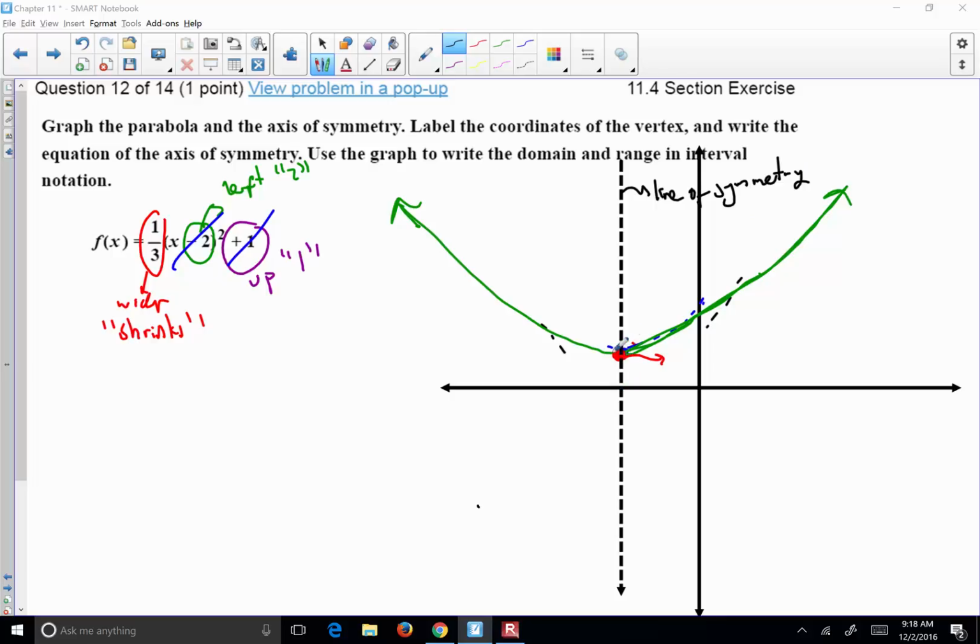I'm asking about this red dot. What is it? Vertex. But what do I call it? I don't like this fancy name. What do I call it? What does it look like?